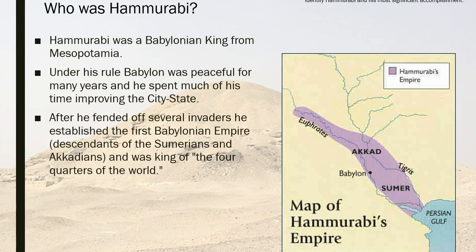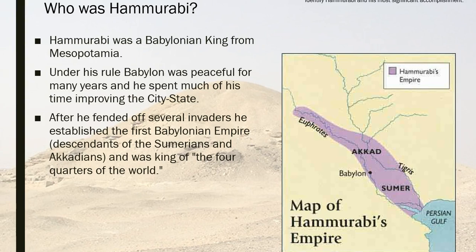Now if you take a look at this map, you see this is Mesopotamia. Here's the Euphrates River, here's the Tigris River, there's Sumer and Akkad. So there's where those ancient civilizations came from. But right here on the Euphrates River, there was a city-state, very large, called Babylon. And this is the city-state, this is the area that Hammurabi took over.